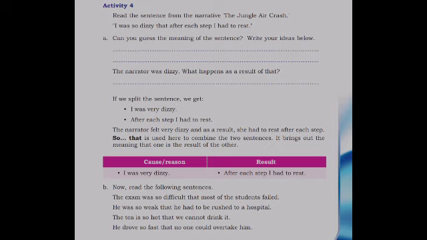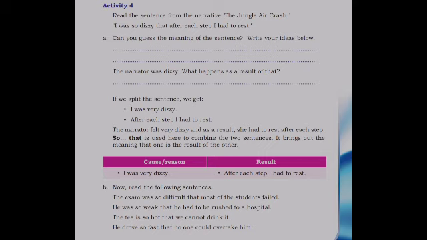Now, if we split the sentence, we will get, I was dizzy. After each step, I had to rest. So here, these two sentences are combined by using so that. I was so dizzy that after each step, I had to rest. The narrator felt very dizzy, and as a result, she had to rest after each step. So that is used here to combine the two sentences, and it brings out the meaning that one is the result of the other. Could you get me, children?